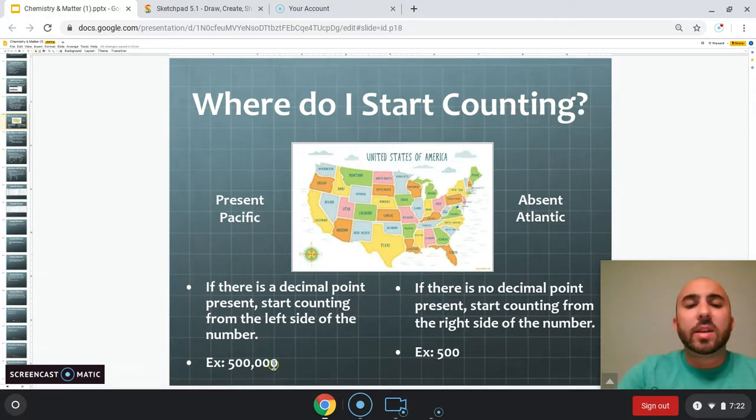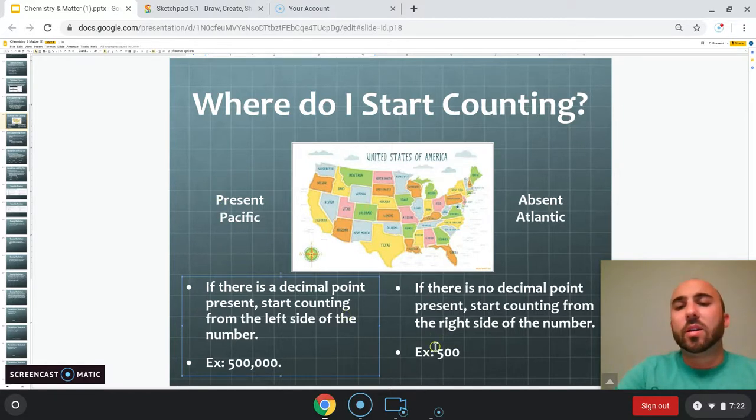So if I look at my example here and I'm going to add in a decimal point, I'm going to start counting from the left. And the rule is, using the Pacific Atlantic method, as soon as I count a number that is not a zero, I can count any number afterwards, including a zero. So here in this example, 5 is not a zero, so I can begin counting and I can count every number afterwards. So that's 1, 2, 3, 4, 5, 6 significant digits here. Let's take a look at that rule. If there's a decimal point present, start counting from the left side, present Pacific.